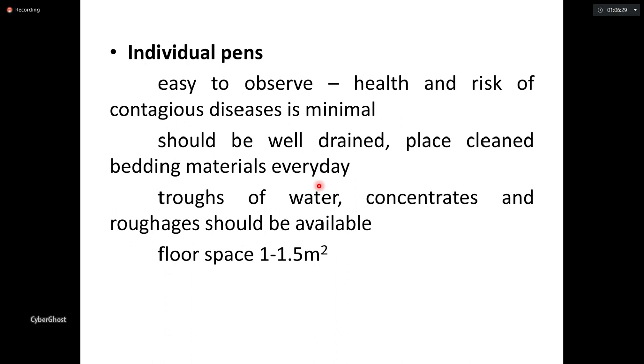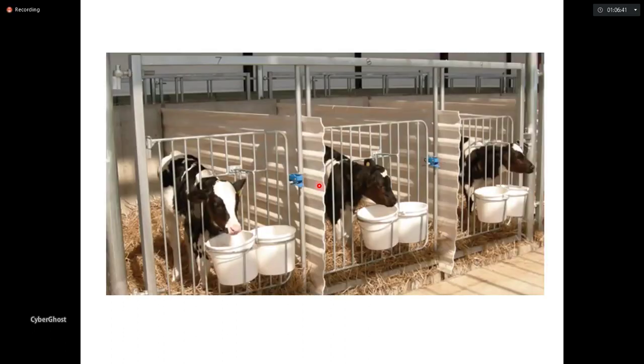So we should have a minimum floor space, right? At least 1.2 by 1.2 meters, we have to provide as a minimum space. Such a thing is like this, right? So these animals are in individual cages. So this is the calf, right? There are two buckets provided for these animals. One is with water, one is with concentrate.